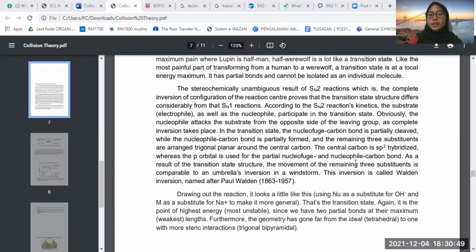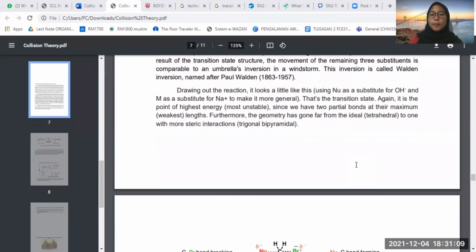The central carbon is sp2 hybridized, whereas the p orbital is used for the partial leaving group and nucleophile carbon bonds. As a result of the transition state structure, the movement of the remaining three substituents is comparable to an umbrella inversion in a windstorm. This inversion is called Walden inversion, named after Paul Walden.